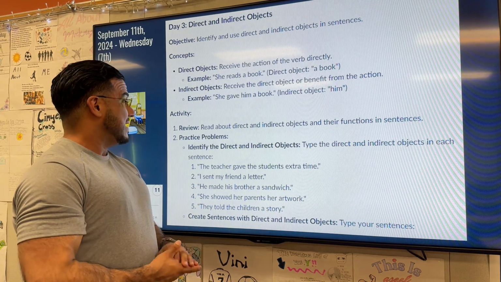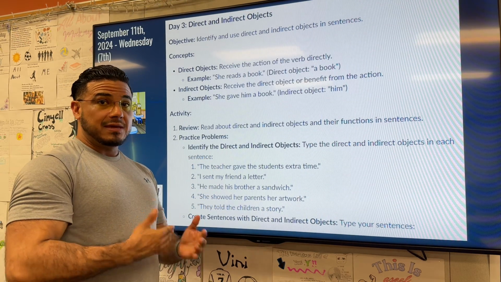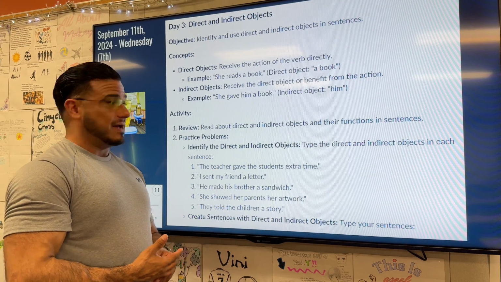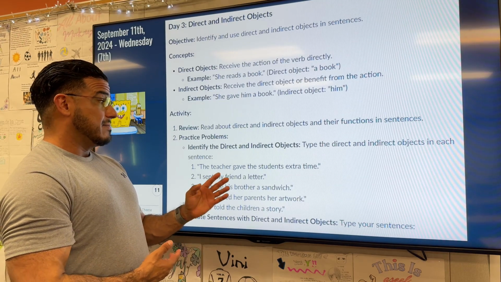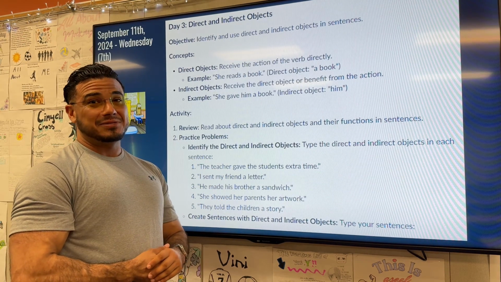All right, now let's go ahead and in the following sentences, 1 through 5, we're going to be picking them apart to determine what the direct objects and the indirect objects happen to be.